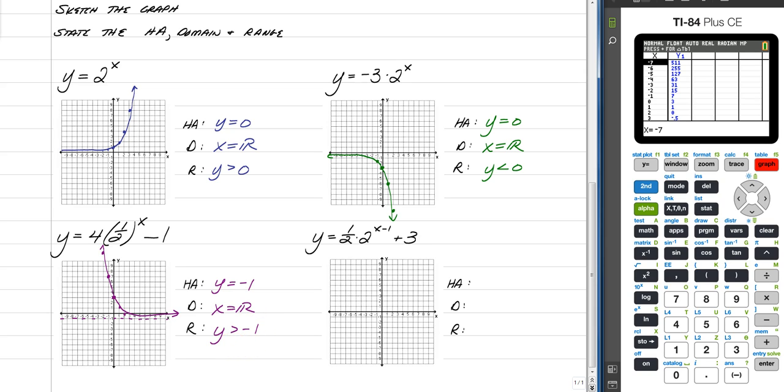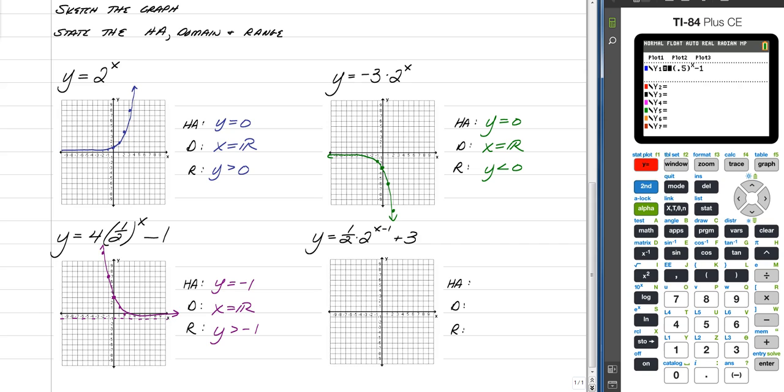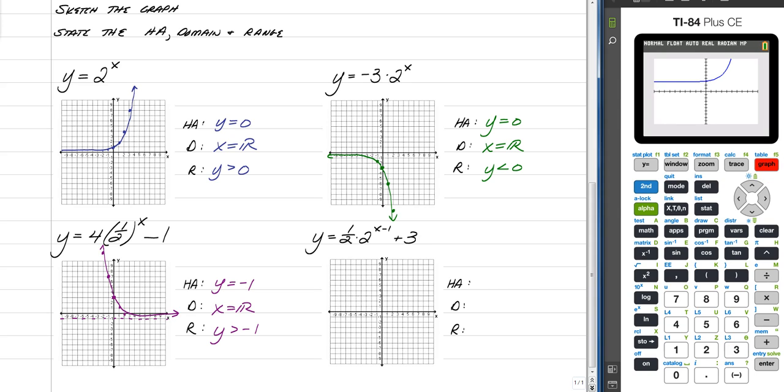Okay, that's it. And finally, the last one, you saw a whole bunch of transformations done. So you have to carefully type that guy in. Again, you could just use 1/2, or you can just do 0.5 times 2 raised to the x minus 1. So that's going to shift the graph to the right 1. And plus 3, which is going to shift it up 3. Of course, take a look at the graph so you can see what it's doing. And then carefully go plot some points.